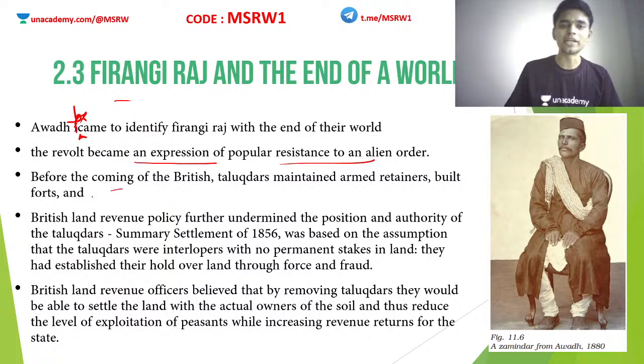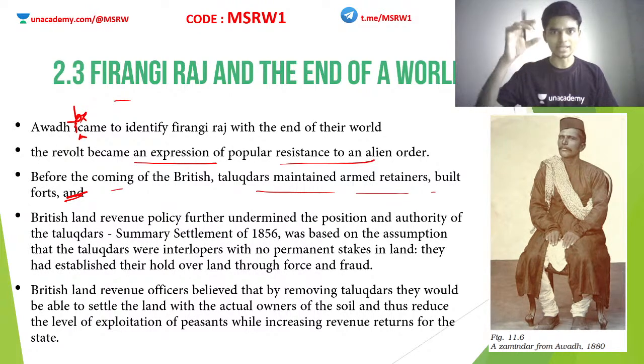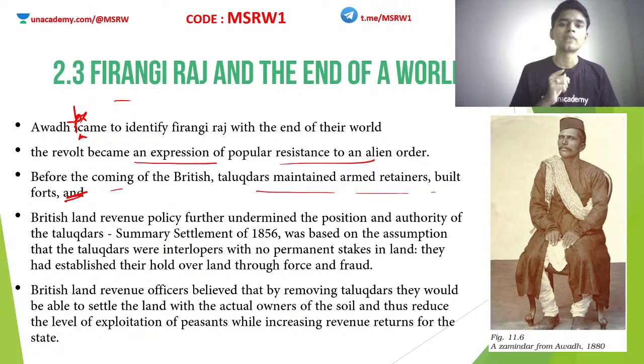Before the coming of the British, the Talukdars maintained armed retainers and built forts. Before the arrival of the British, the native Indian rulers ruled their princely kingdoms, but under them there were other officers such as Zamindars, Talukdars, etc. Talukdars were allowed to maintain a small army and also to build forts. But once the British came in, they confiscated all this land. They forced the Talukdars to destroy all their forts. British land revenue policy further undermined the position of the Talukdars.